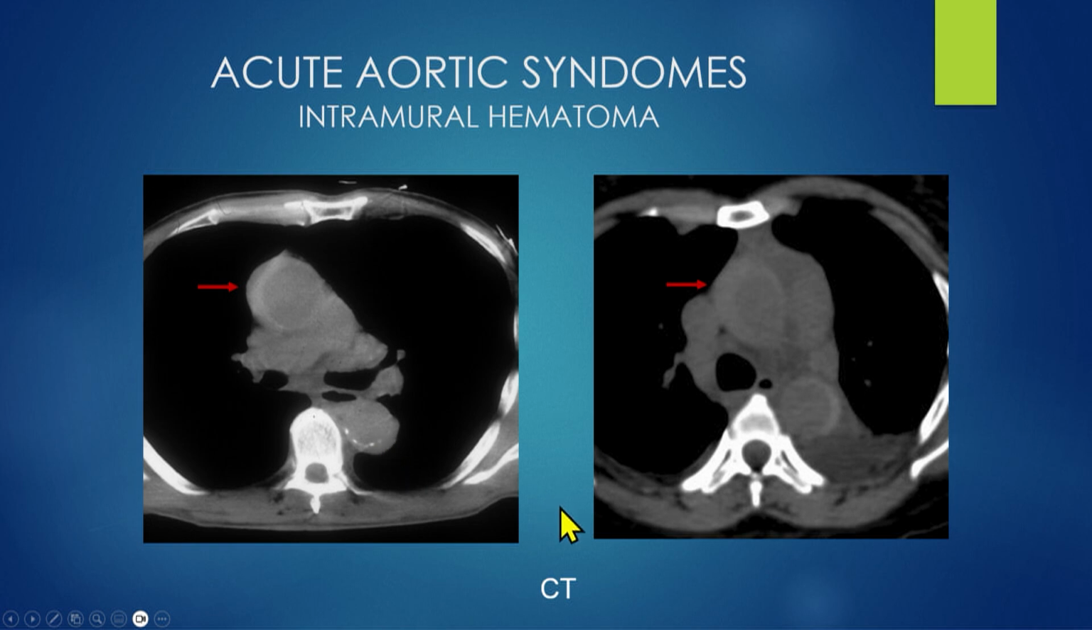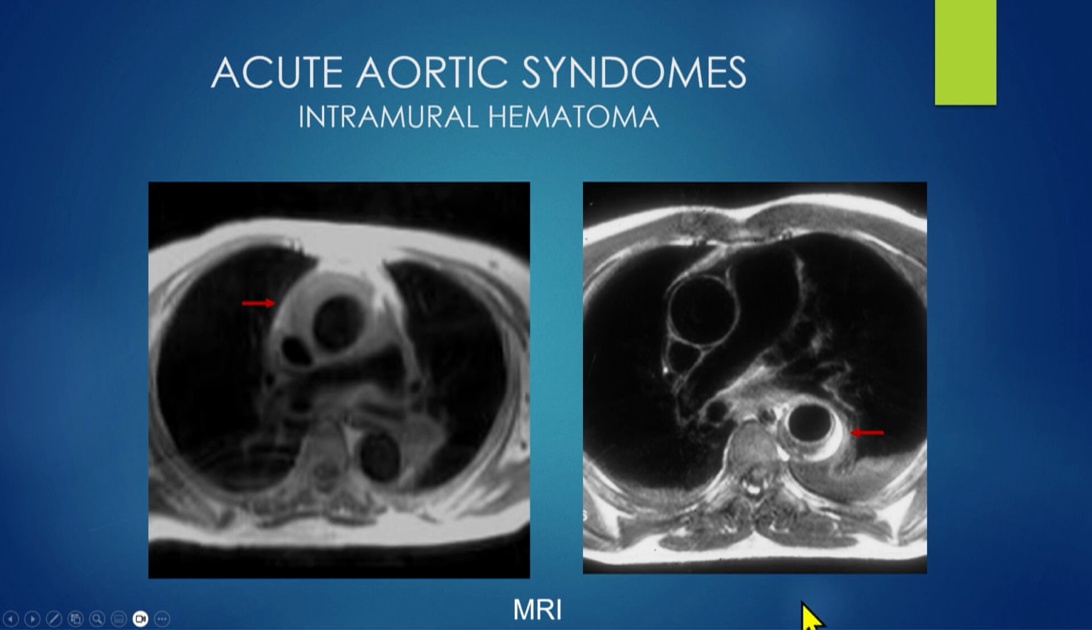In the right-hand slide, you can appreciate that it's actually ascending and descending as well. So this is an intramural hematoma until proven otherwise in the acute chest pain setting. Could it be vasculitis, I suppose, but in an acute chest pain setting, that's not what you want to be thinking about.